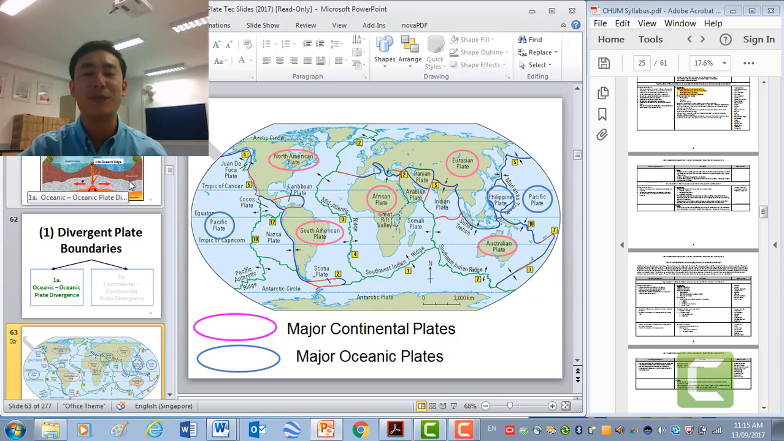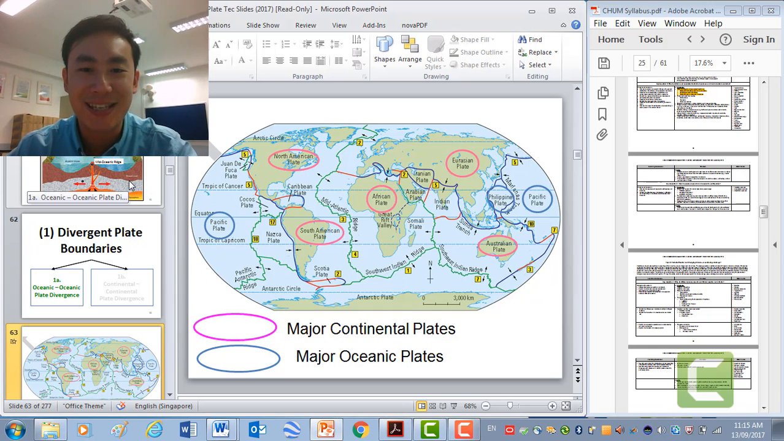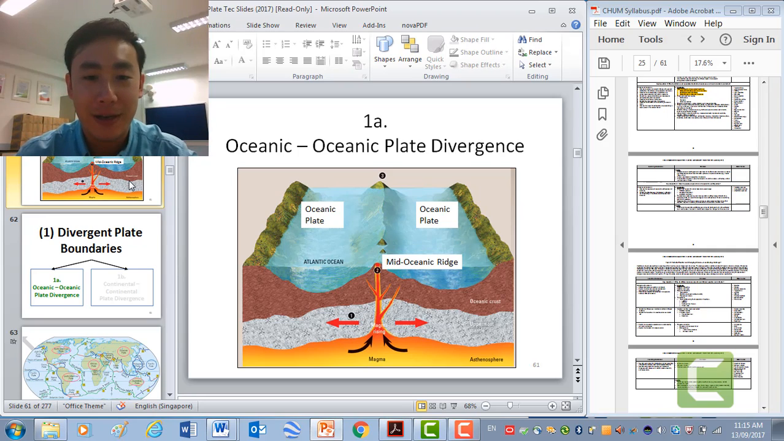All right, and for this video, we're going to look at mid-ocean ridges, where there's a photo of the mid-ocean ridge right here. So a mid-ocean ridge is basically a kind of divergent landform, meaning that they form when plates move apart from each other.